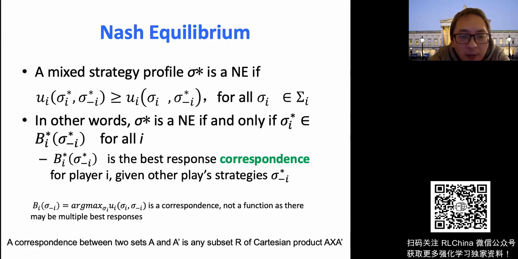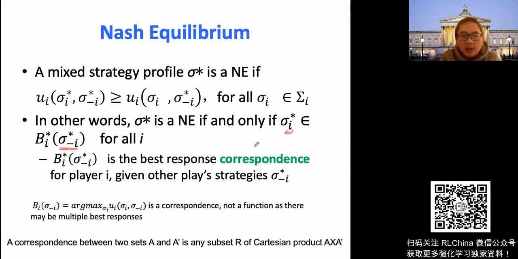Between, let's say, the input is the set of mixed choices, a mixed strategy from other players, sigma star minus i. I'm going to use this pen. Because these others play this mixed strategy, this is one of my best responses.